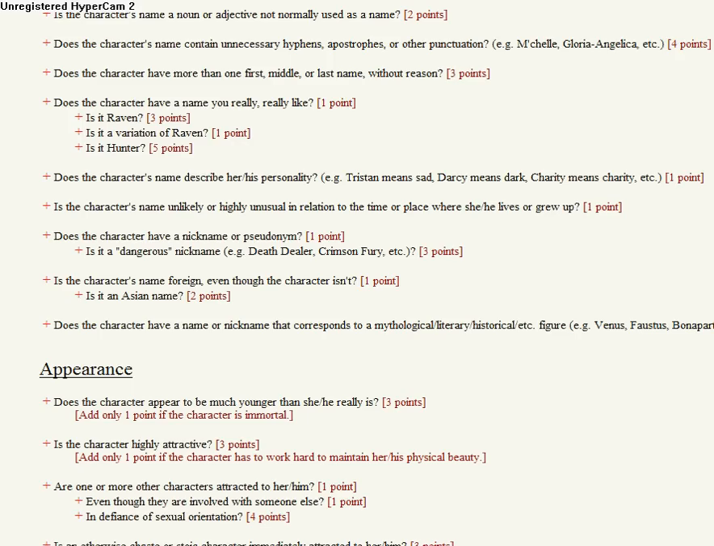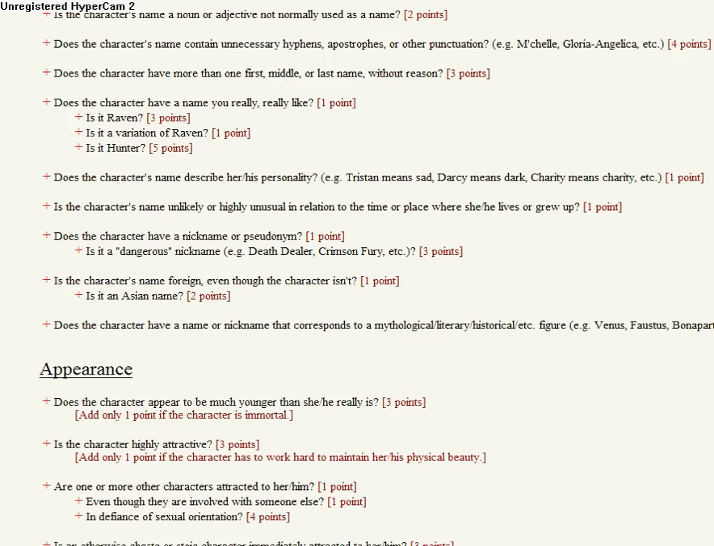Does the character have a name or nickname that alludes to mythological, literary, or historical figures, like Venus, Faustus, or Bonaparte? No, it's not 1 point. It's plus 10, because that is an offense to history, literature, and, well, religion, and other things.